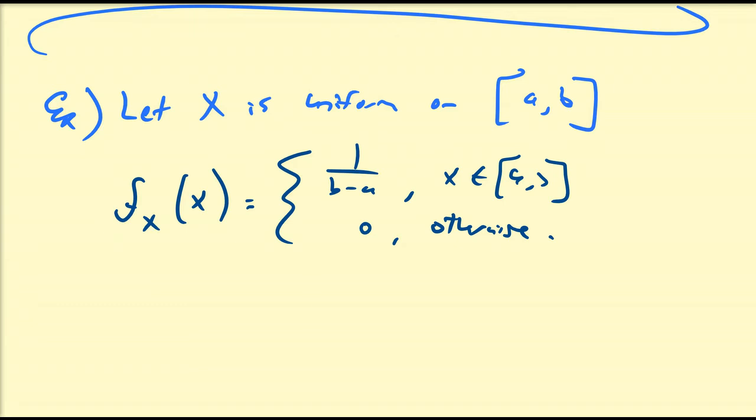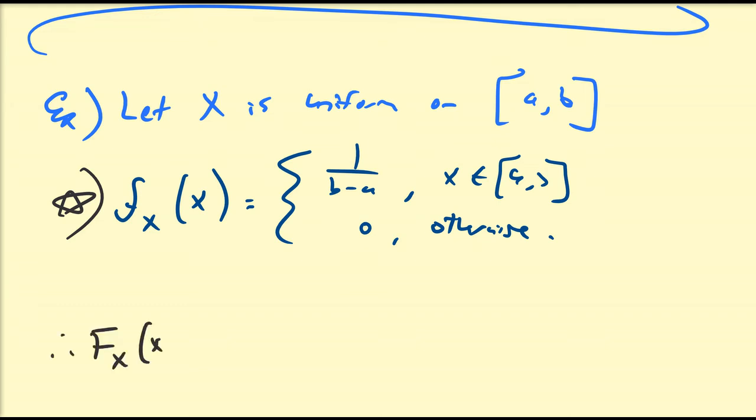Alright, so the first example that we're going to be looking at for the continuous case is a uniform random variable on some general interval a, b. So remember that this is the probability density function for a uniform random variable. So let's also calculate the general CDF for a uniform random variable as well.